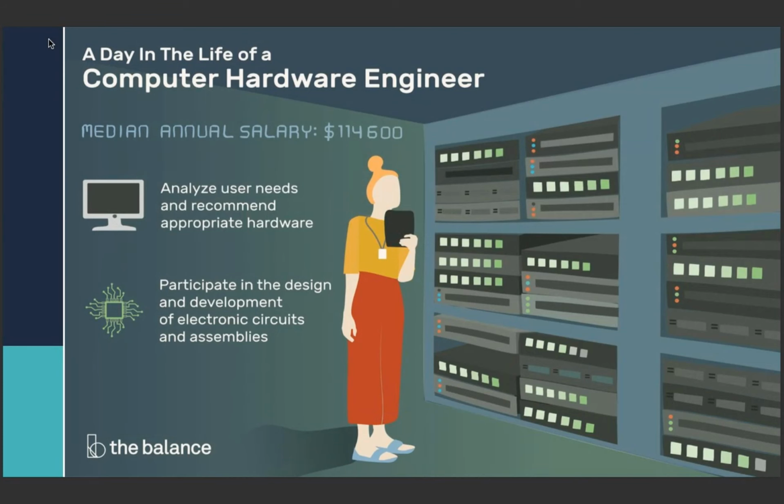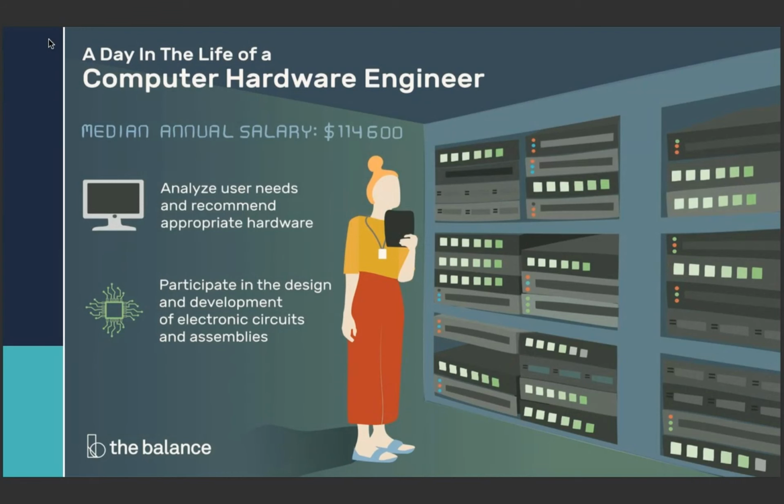So in the equation of hardware and software, there are a lot of talents, but in hardware there is less talent, because maybe we look at it at a very lower level, or there's a different perception around it, but it is important. So a computer hardware engineer basically analyzes user needs and recommends appropriate hardware.